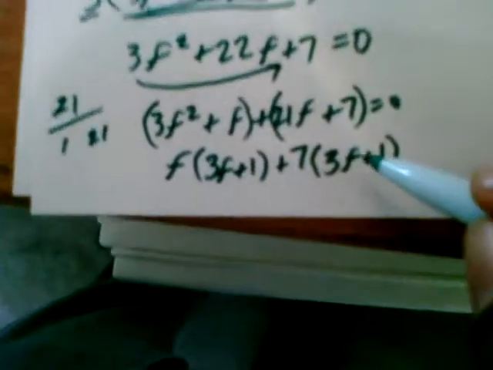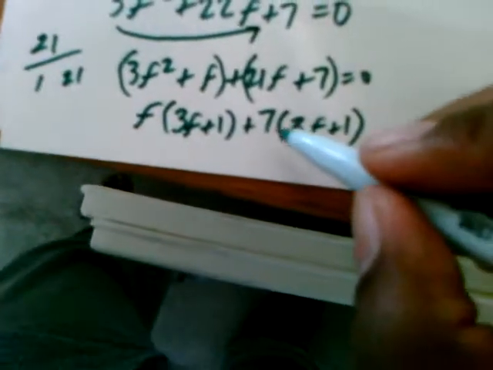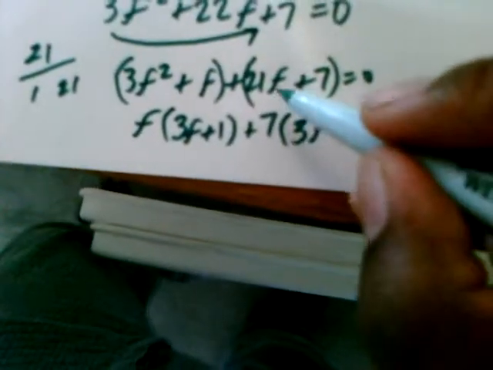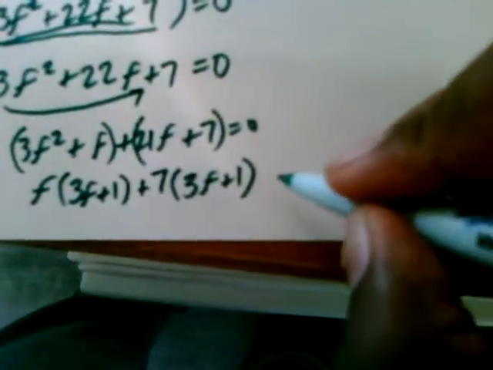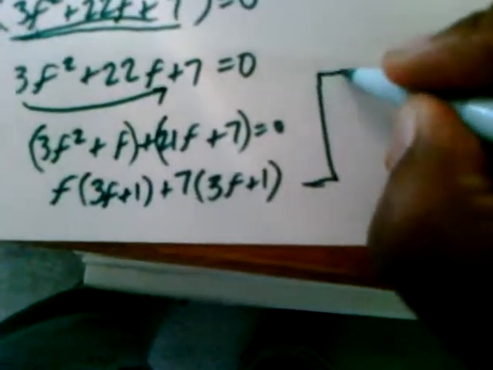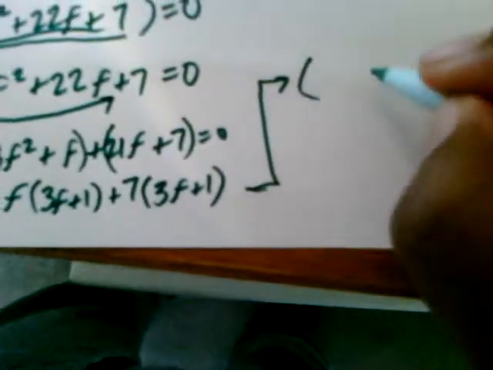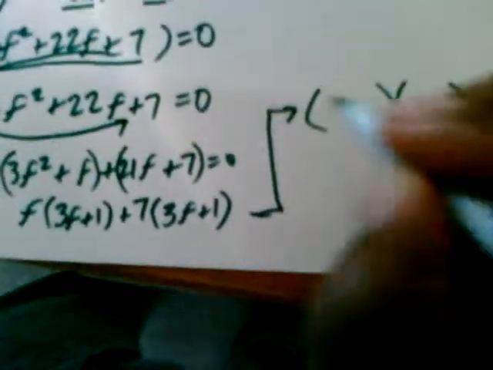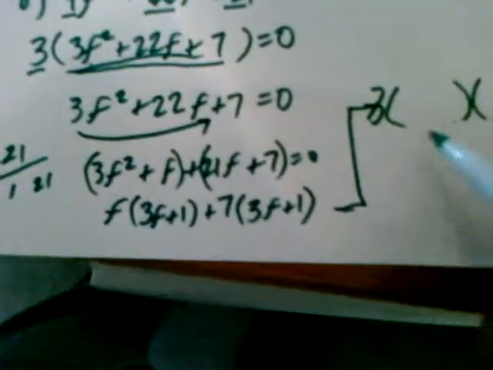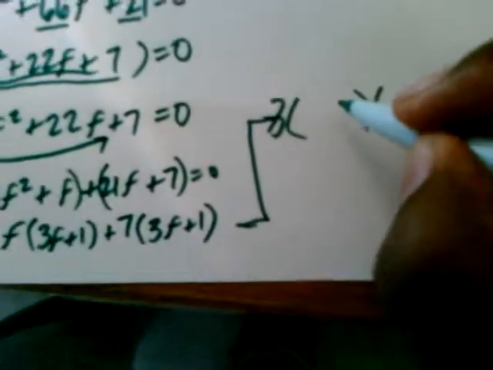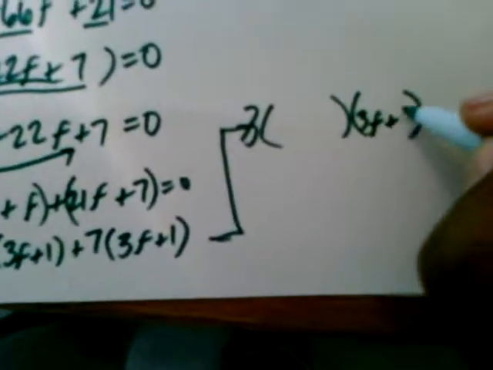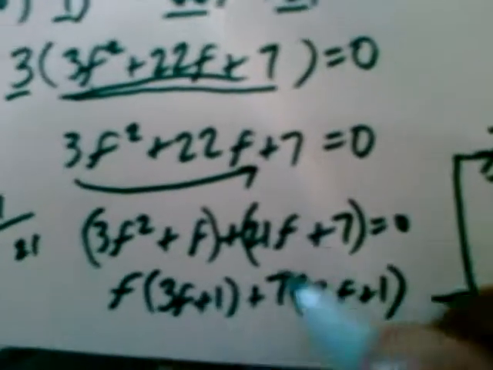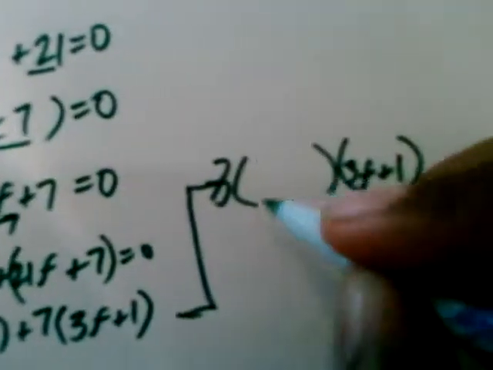You can check that using the distributive property. 7 times 3 is 21f there. 7 times 1 is 7 right there. I'm going to move this up here. Create my double bubble. And don't forget, 3 was a factor originally, if we remember right there. So I'm going to put that right there as well. Then the expression they have in common is 3f plus 1. And what's left over is f plus 7.